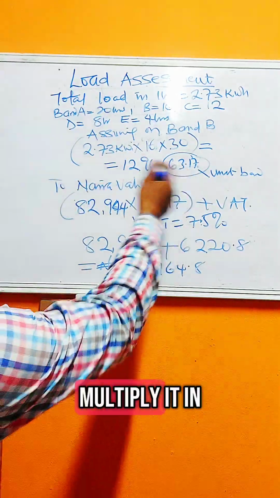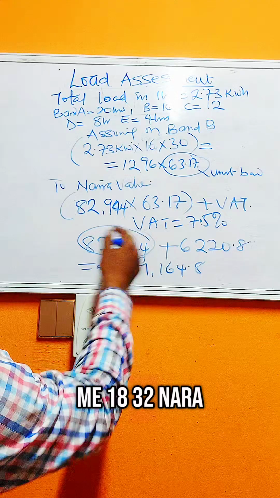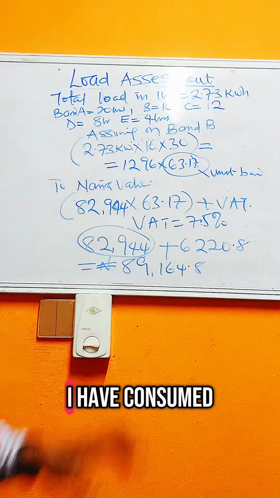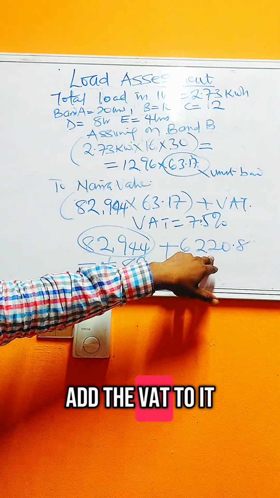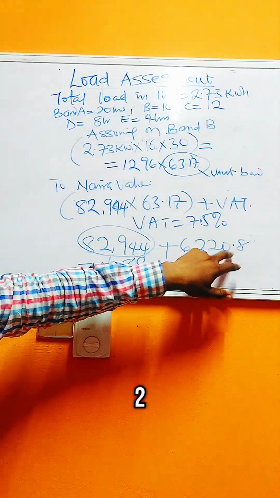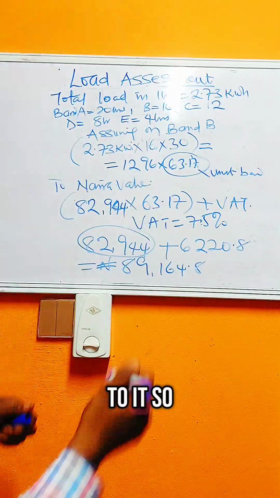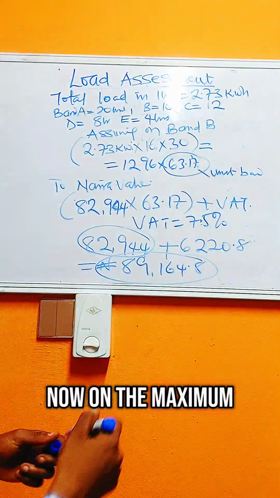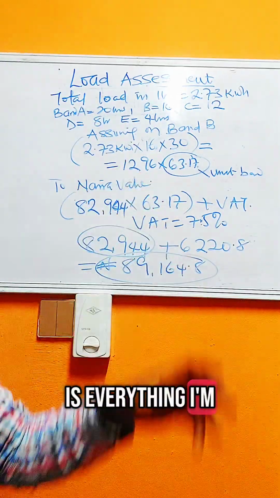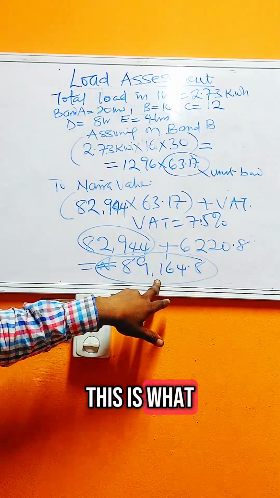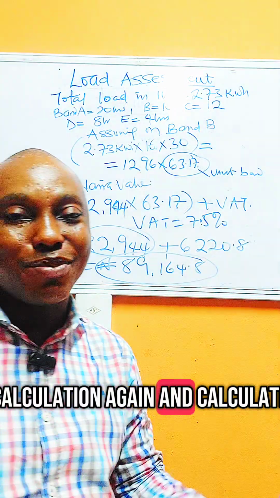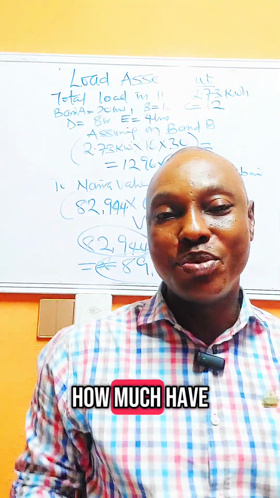If I multiply it for 1 month, it's going to give me 1832 naira 944. That's the total amount of money I have consumed. But they need to add the VAT to it. VAT is 7.5% of this month's amount, which is 62208. Multiply it, and now at maximum, if all those appliances I wrote at the beginning are being used at the same time, this is what I should expect to pay in a month.